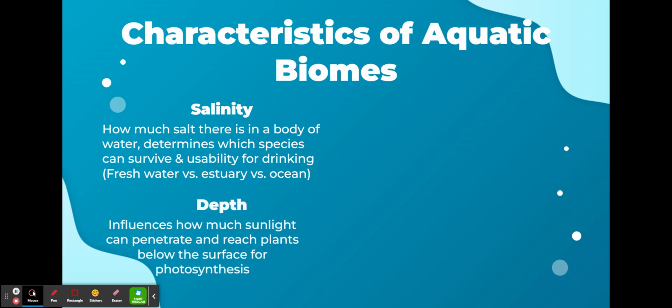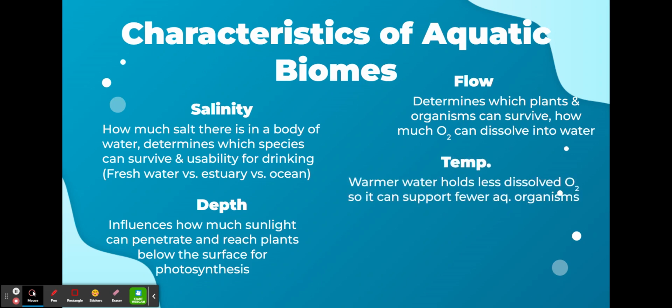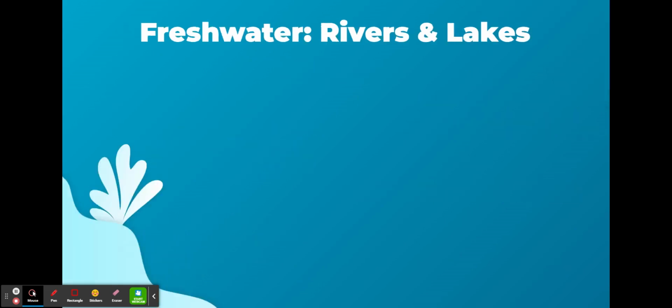Depth influences how much sunlight can penetrate and reach plants below the surface for photosynthesis. This is important because plants provide much of the world's oxygen, which is vital for human survival. Next is flow. Determines which plants and organisms can survive and how much O2 can dissolve into the water. O2 is just oxygen. Temperature. Warmer water holds less dissolved oxygen, so it can support fewer aquatic organisms.